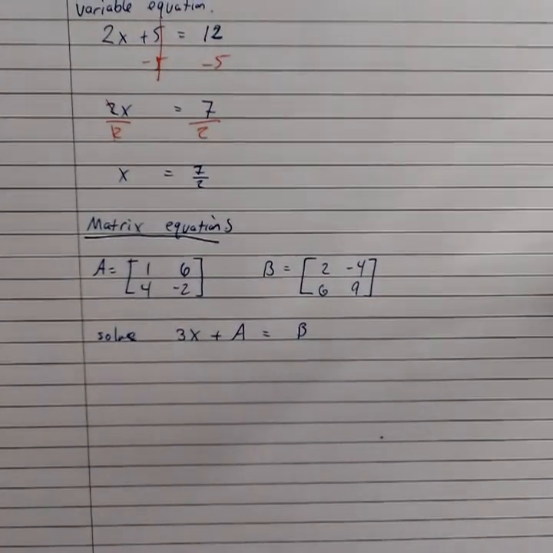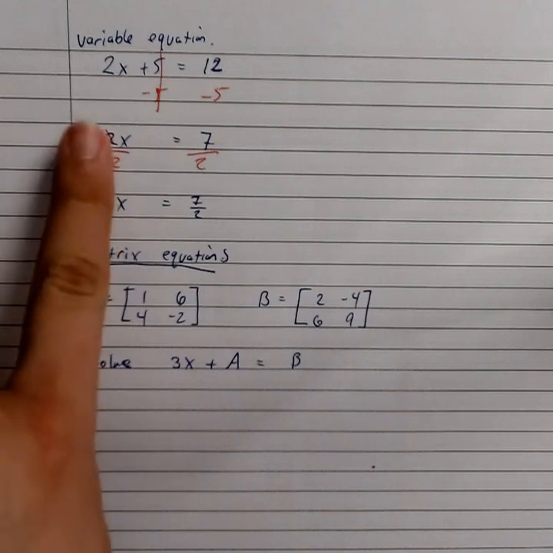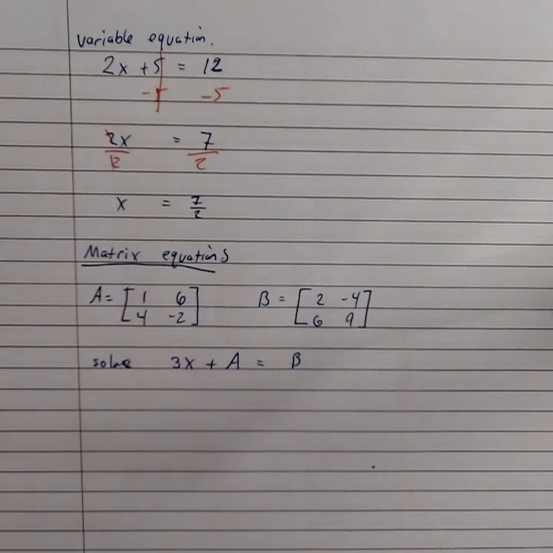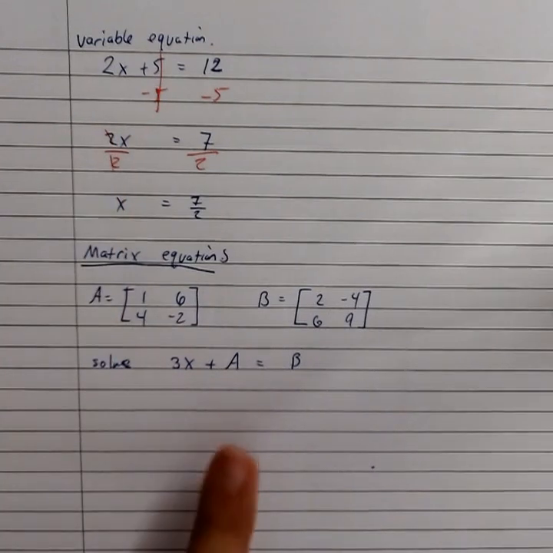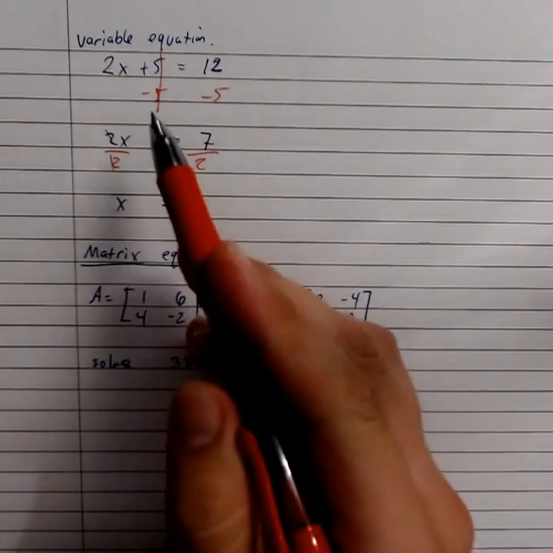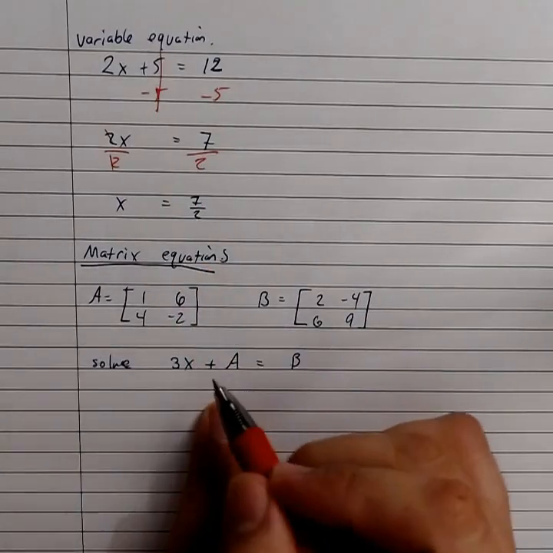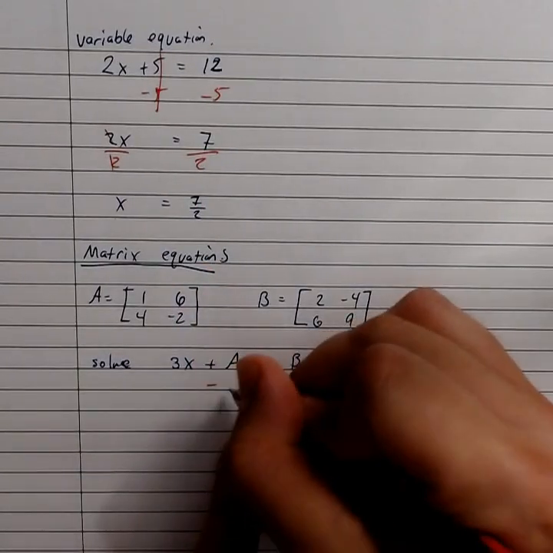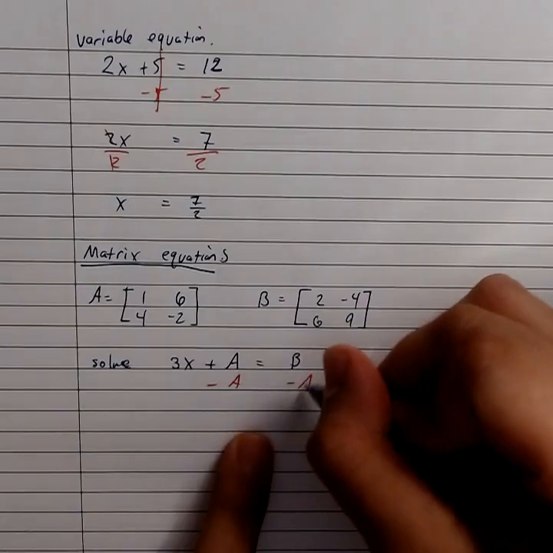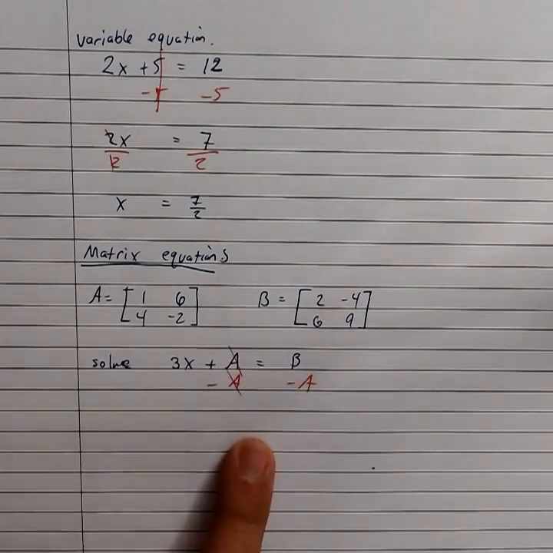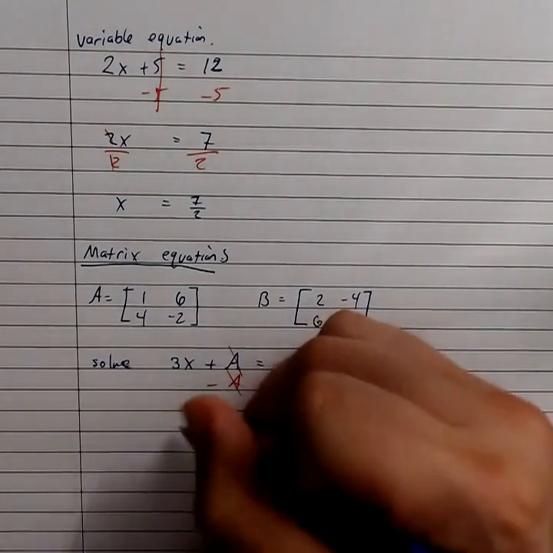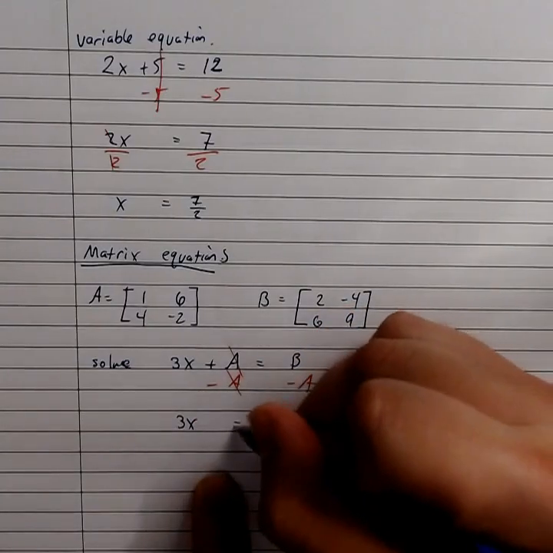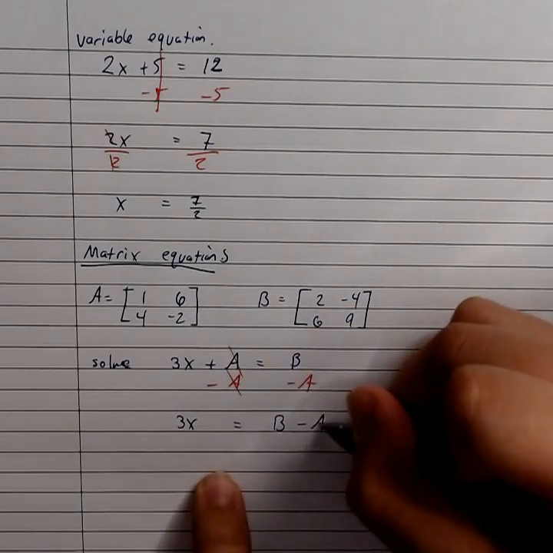Okay, well, that's actually pretty simple looking. It looks just like a variable equation, right? You're trying to solve for x. Okay, so that's not anything different. Just like up here, I got rid of my plus 5 with a minus 5. Here I can get rid of this plus A with a minus A. And whatever I do to one side, I do to the other side. All right, that's nice. So it'll give me 3x is equal to B minus A.